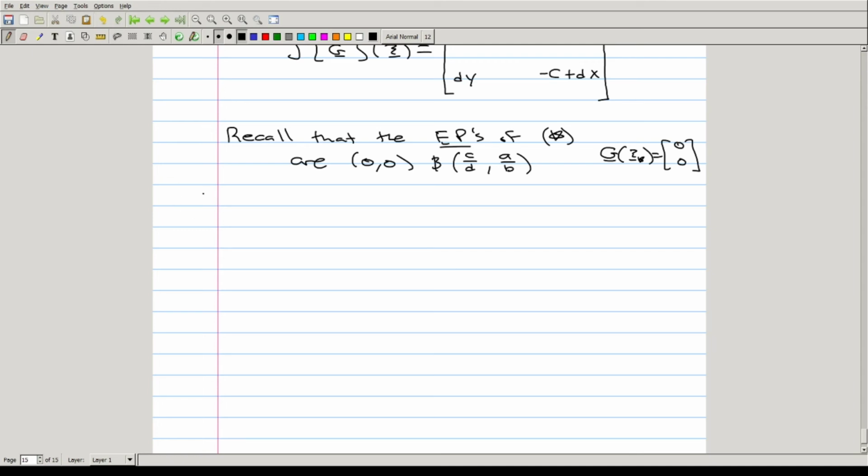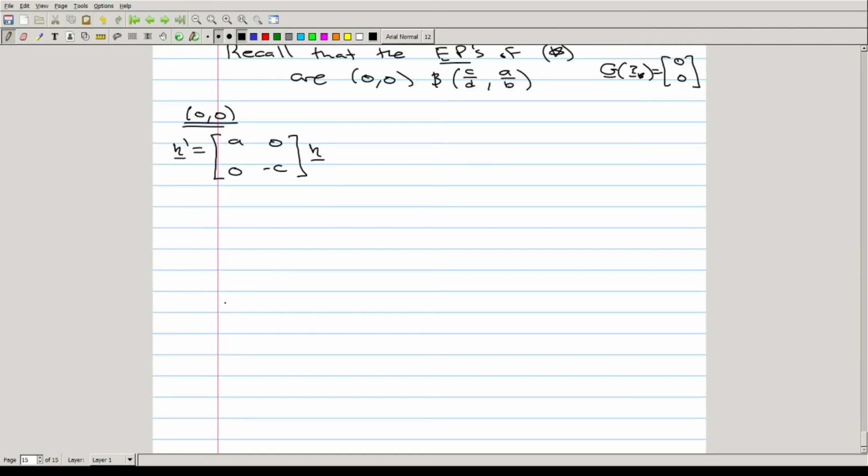So the linearization then, we'll do 0, 0 first. At 0, 0, you get eta prime is equal to the matrix a, 0, 0, negative c times eta, where the trace p is equal to a minus c, and the determinant q is equal to negative a times c, which is less than 0. So we expect that the 0, 0 point is a saddle point.